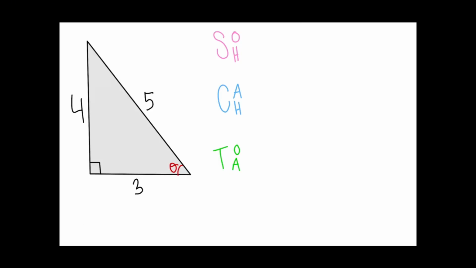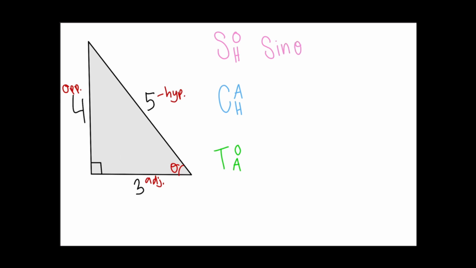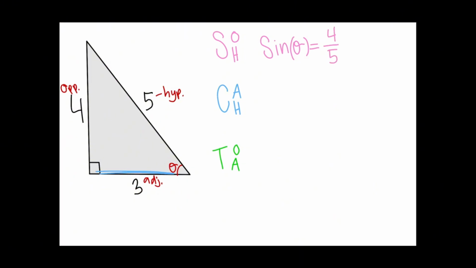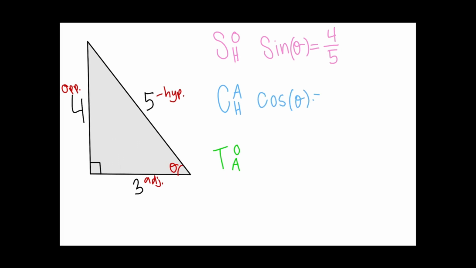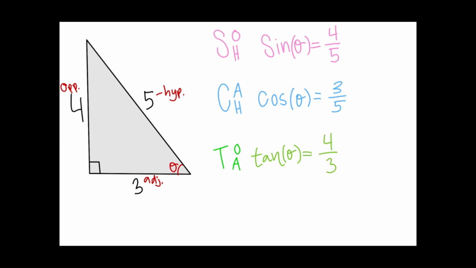Let's take a look at a right triangle example. So 5 is our hypotenuse, 4 is our opposite, and 3 is our adjacent. So first, let's find the sine of theta, which is going to be opposite over hypotenuse, which will be 4 over 5. Next, we're going to find the cosine of theta, which will be adjacent over hypotenuse, which will look like cosine theta equals 3 over 5. Lastly, let's look at tangent of theta, which is going to be opposite over adjacent, which is 4 over 3.